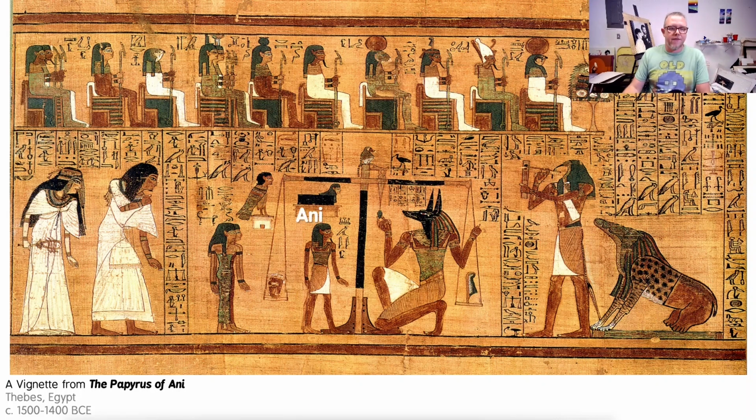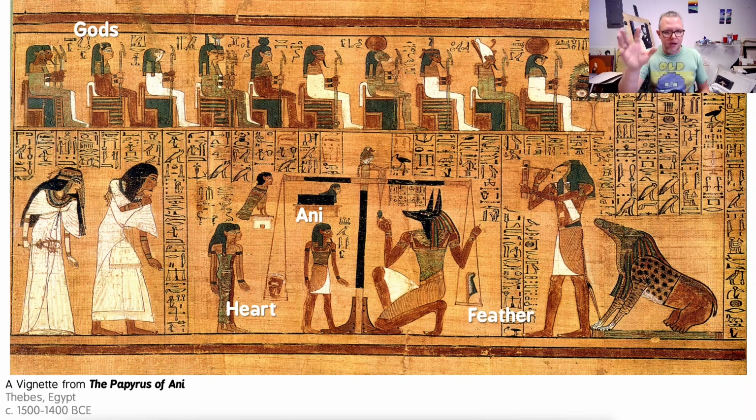So here we have Ani, right? This Papyrus of Ani would have been left in Ani's burial chamber, right? This is his cheat sheet so that he knows what he needs to do. So this is Ani down here who's being judged. He's being judged by the gods who you see up here sitting on high in their judgment seats, right?